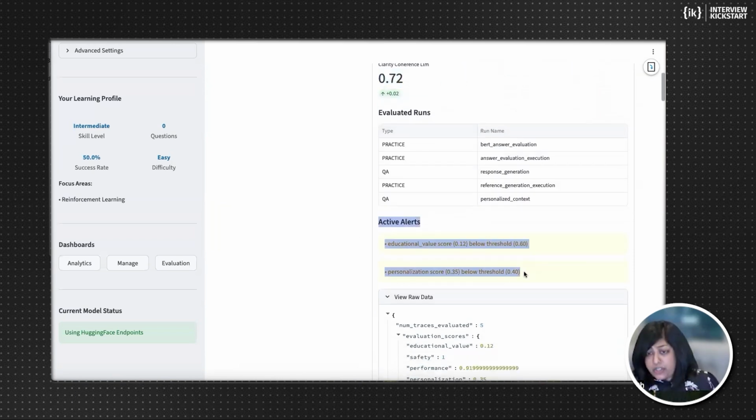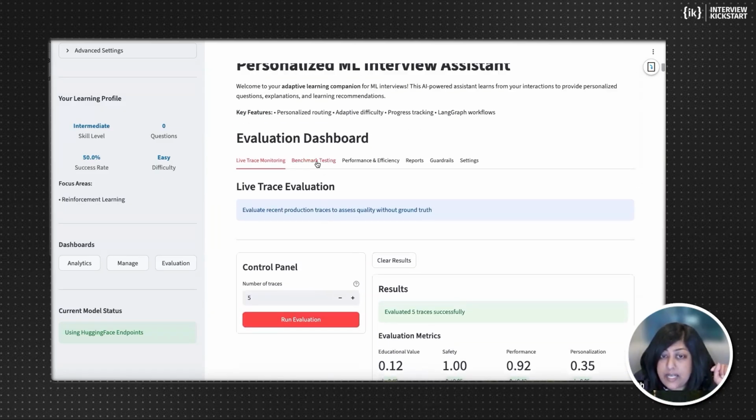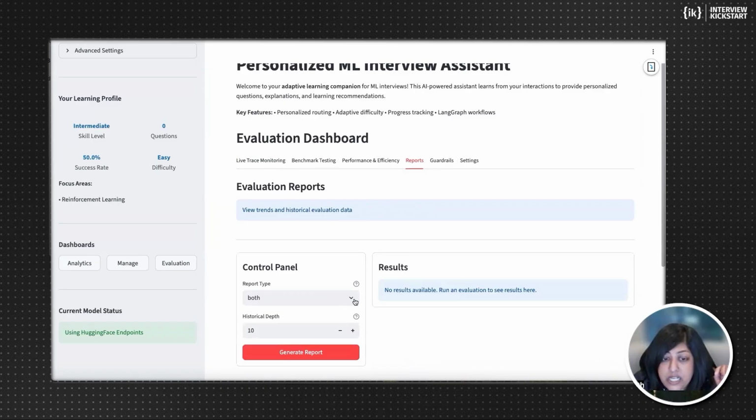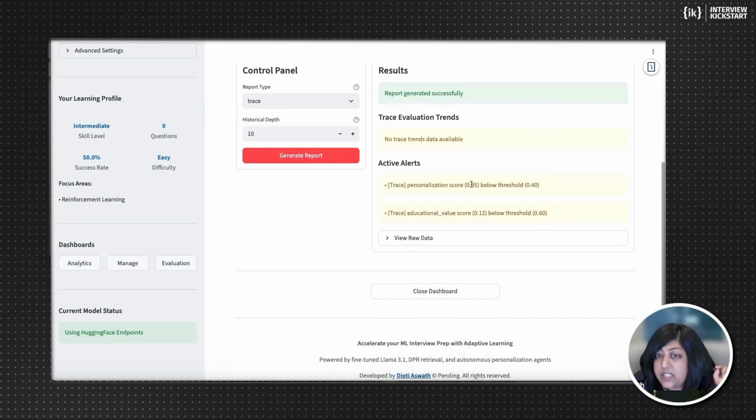So this is active monitoring of any alerts that I want to be notified of. For now, this is real-time monitoring in action. Okay. So if reports need to be generated, you will see, with only the traces, the results will be generated, and the active alerts, the personalization score, and the educational value score, as we saw, the alerts have been generated for it.